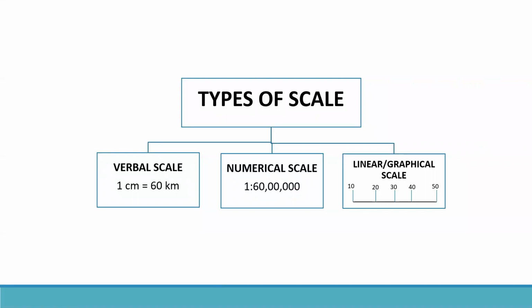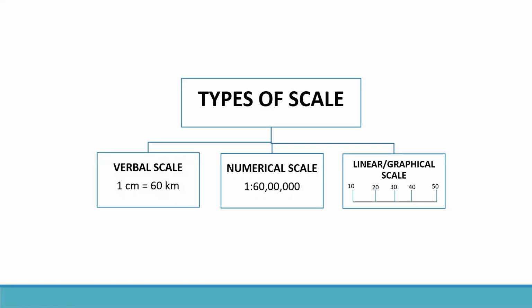Now, after the map is prepared, it is necessary to mention the map scale. This facilitates map reading and helps in understanding the distances on the ground. So how can you express the scale? In three ways. That is the three types of scale: verbal scale, numerical scale, and linear or graphical scale.